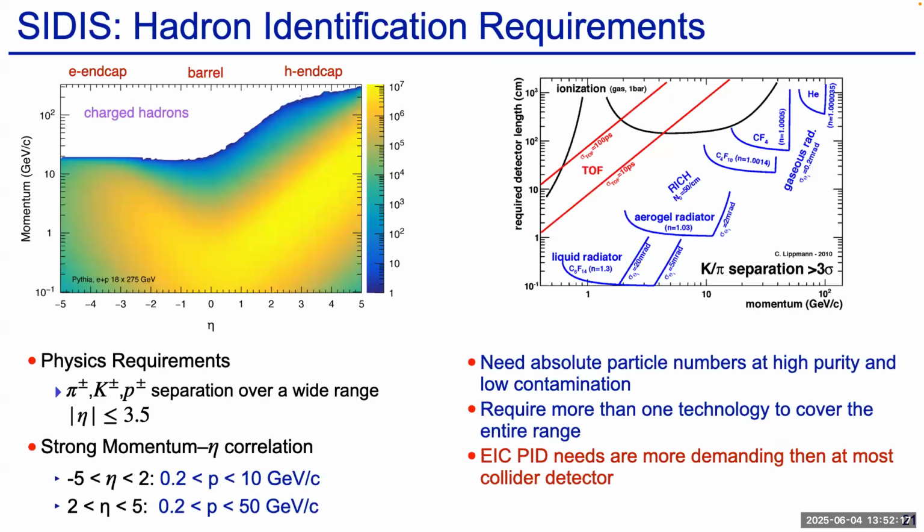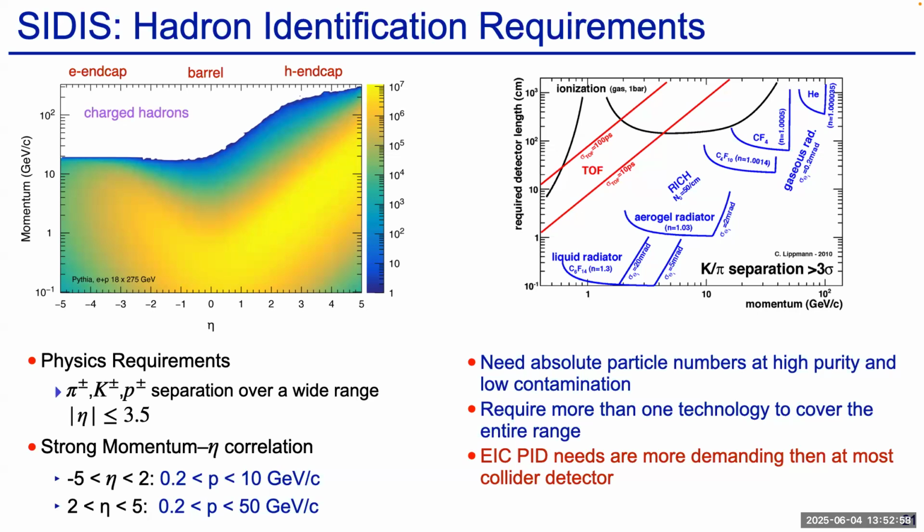PID. Now, this was kind of the blow. That is a tough one. So, this is the Pythia event generator, 18 GeV electrons and 275 GeV protons. These are all hadrons produced. This is the rapidity. This is the electron end cap. This is the hadron end cap. So what you see is that K, pi, p are all sitting roughly around 10 GeV here, up to, let's say, the forward region where the hadron goes, up to, let's say, 2 to 5, and then it goes up to 50 GeV. So you have to cover all that.